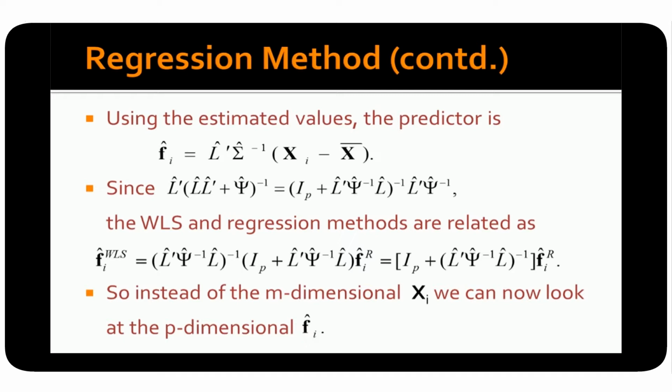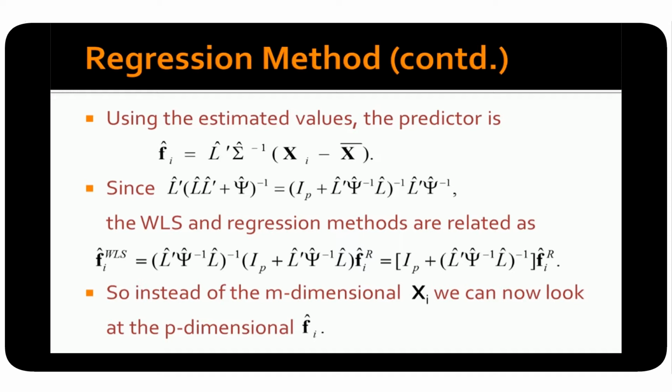So, once we have done this, we predict the mean. Instead of taking expectation of f, we substitute this by the f hat value. So, given the estimates of L, sigma, etc., f hat is equal to L hat prime sigma hat inverse x minus x bar. So, for the ith individual given xi, we get his factor scores as fi hat is equal to L hat prime sigma hat inverse xi minus x bar.